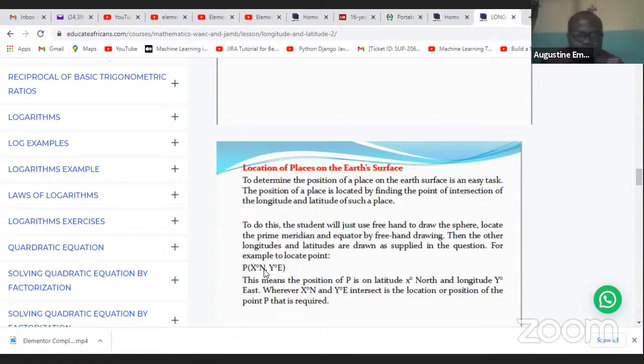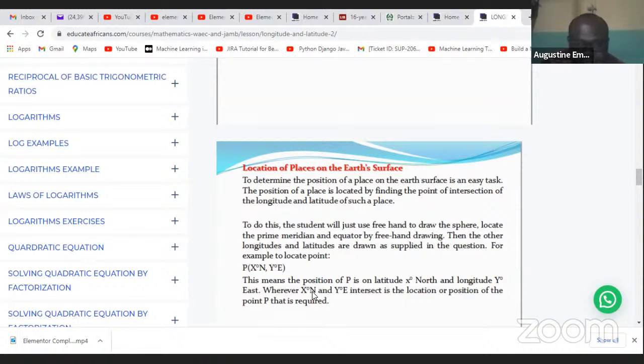So take note, the north and south refer to the latitude, whereas the east and west you're talking about for the meridian. This means that the position of P is at latitude x degrees north. I told you this first reading is always for the latitude, x degrees north, and longitude, y degrees east. So this second one is always for the longitude. In fact, whenever you see east, then you're talking about the longitude. When you hear north and south, you're talking about the latitude.